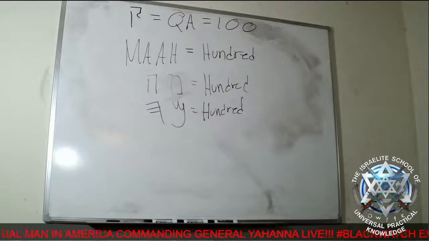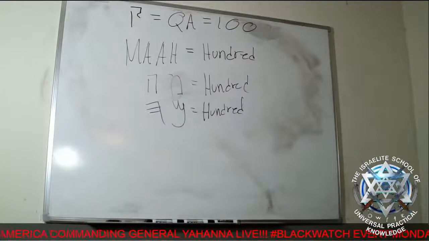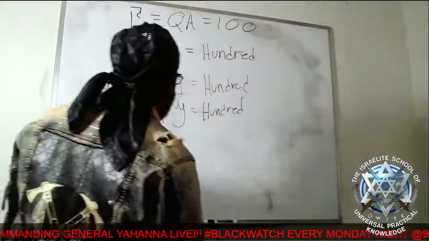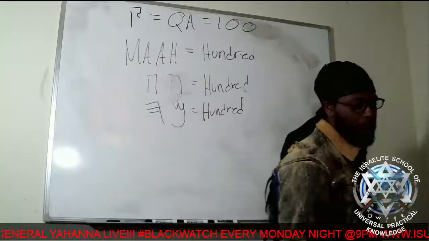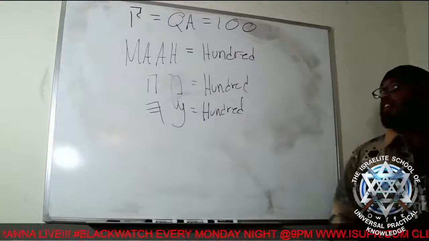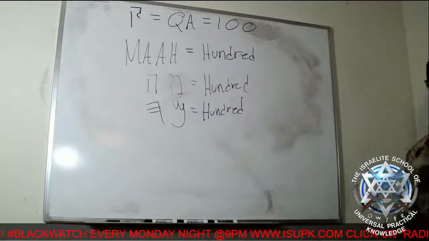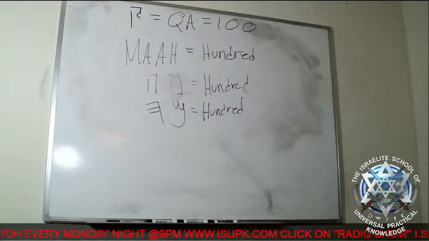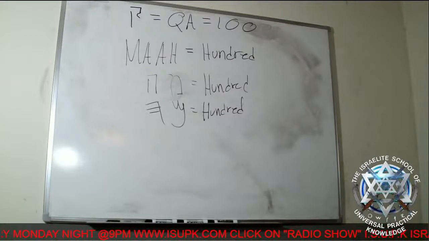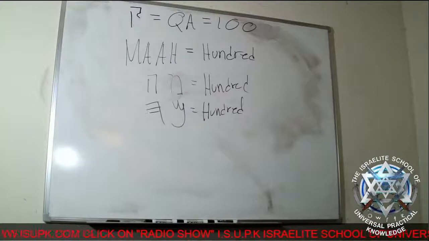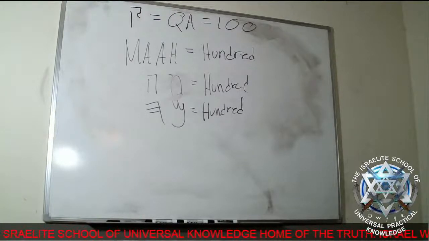Alright, so the letter qua has a numeric value of the number 100. You say 100 in the Hebrew, it's ma'ah. That's how you would say the number 100.